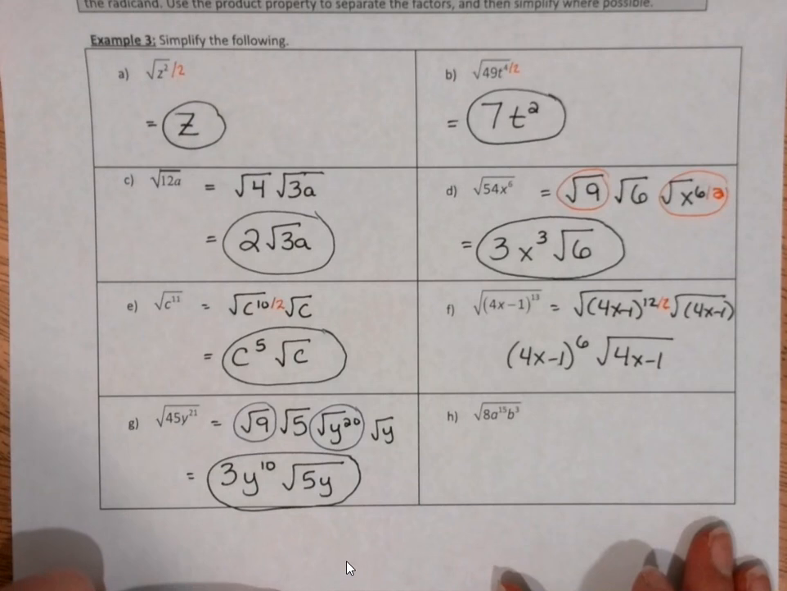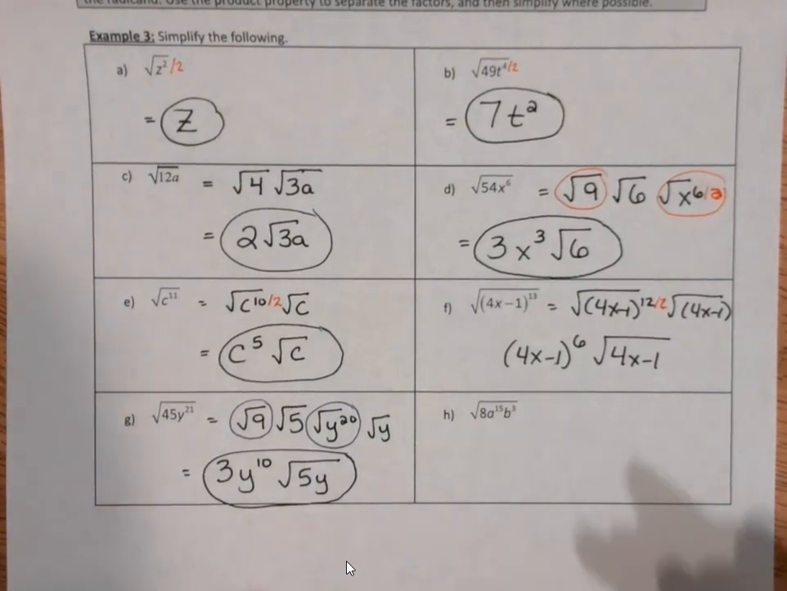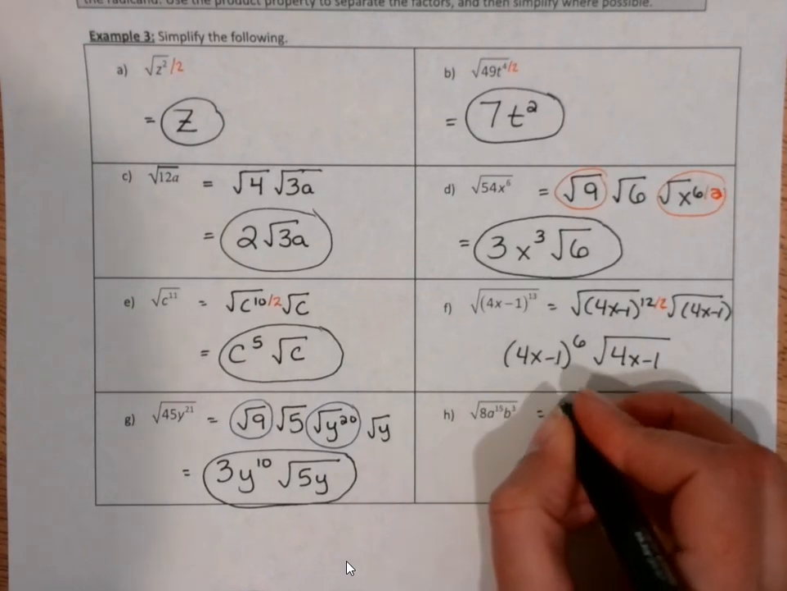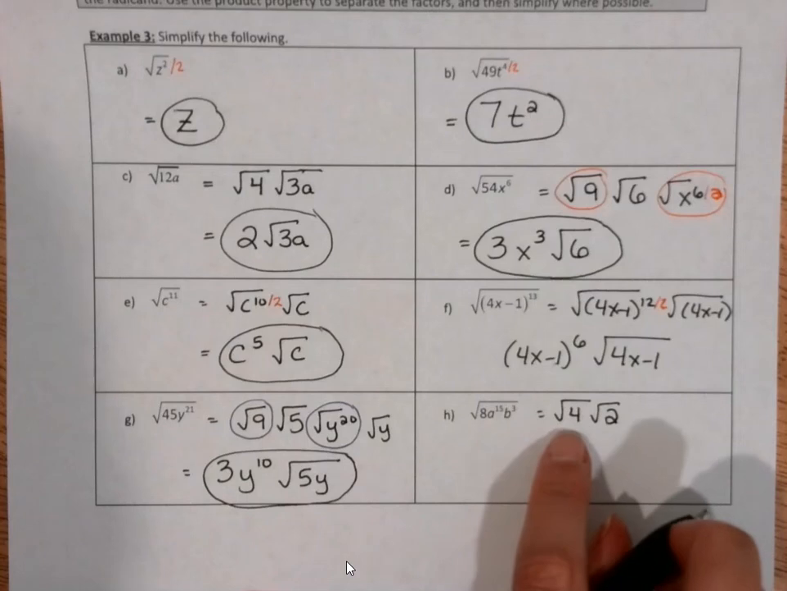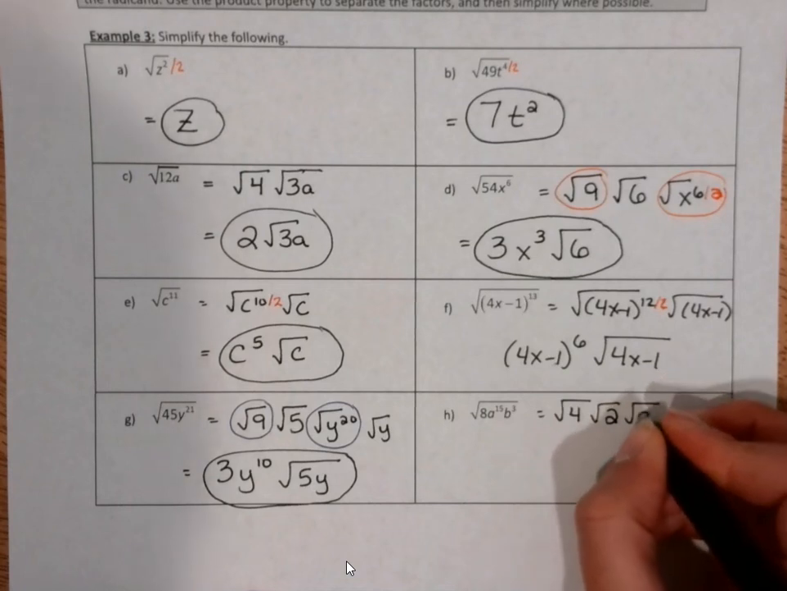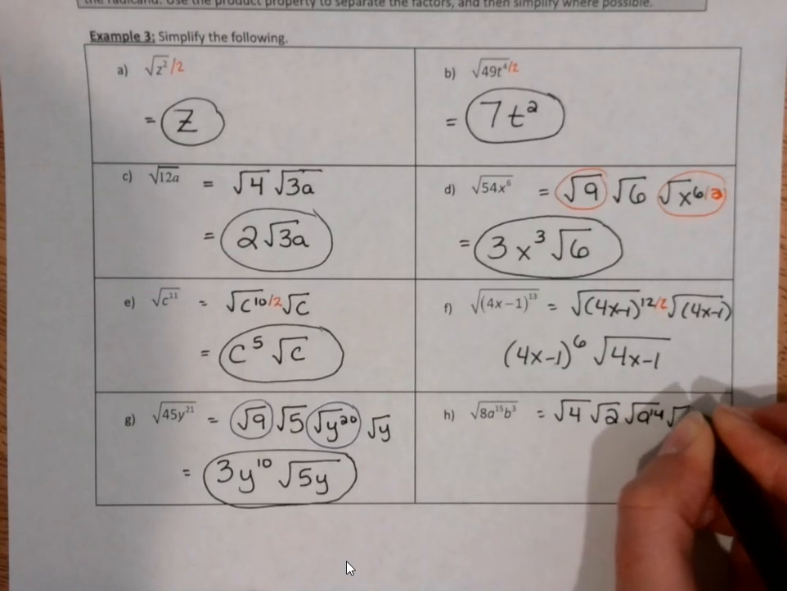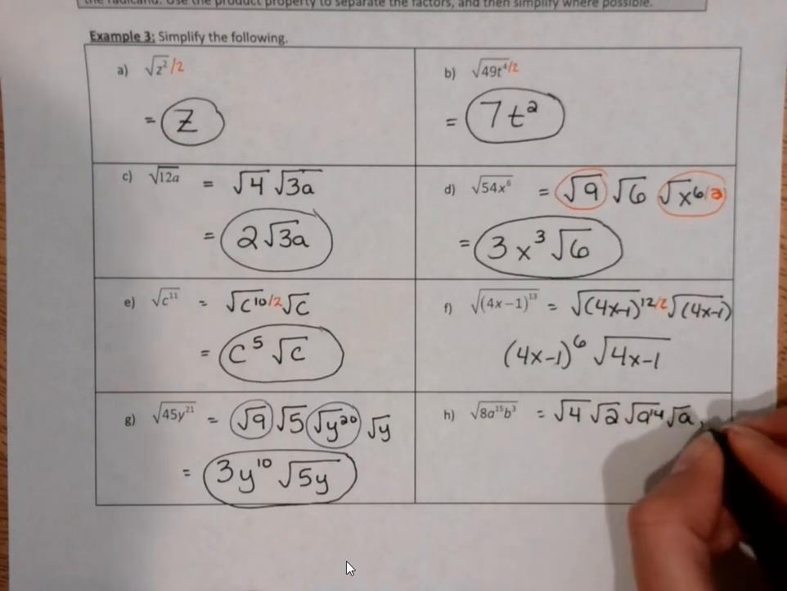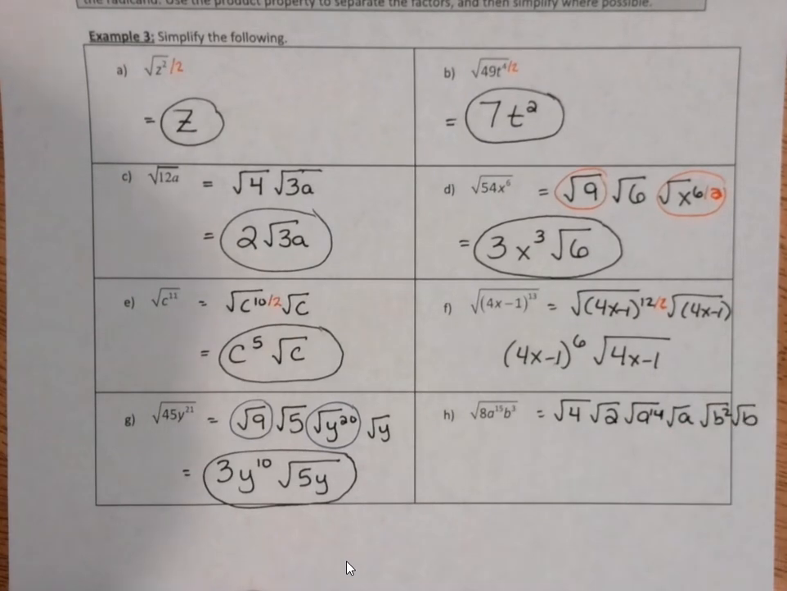All right, and the last piece, we have an 8. So we're going to separate that into square root of 4, square root of 2. Looking for those perfect squares that go into 8. So 4 goes into 8. Then a. Okay, 15 is odd, so I'll go into 14 and 1. A to the 14th and a. B. 3 is odd, so we'll separate that into b squared and b.